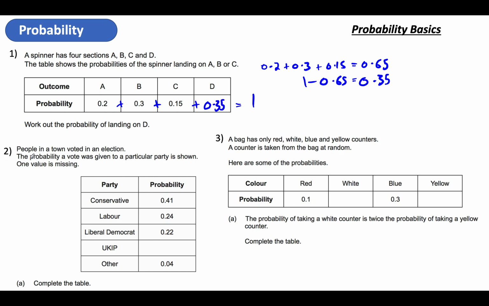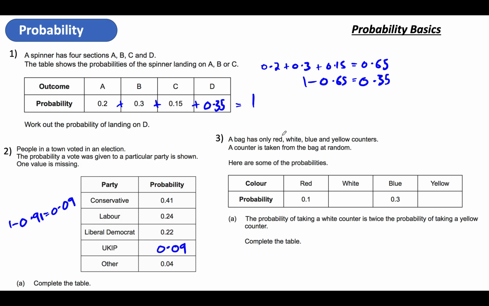And we can do the same thing with here. People voted in a town election. What's the probability they voted for different parties? We're going to add all of those up, and I'm going to get my calculator out. 0.41 plus 0.24 plus 0.22 plus 0.04. They all add up to 0.91. And if I take that 0.91 away from 1, I'm left with 0.09, and that must be the missing probability in there.